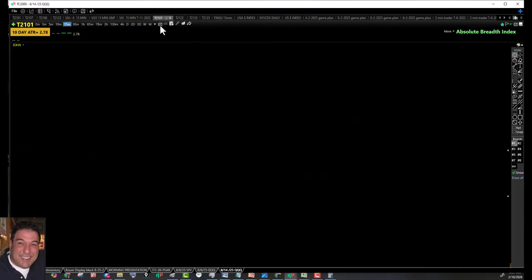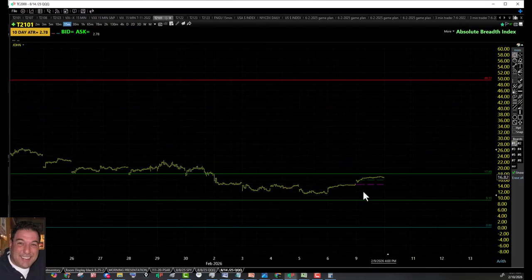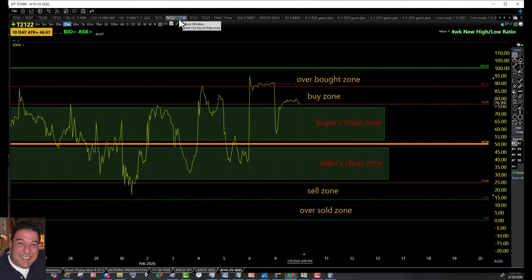On the technicals, start off with T2101. Price went up yesterday and participation went up. That's a bullish sign. I like that. That's T2101. T2122: price went up yesterday. We made a higher low. That's a good sign. We did not make the higher high, but we did consolidate in the buy zone. That's a bullish sign right there.